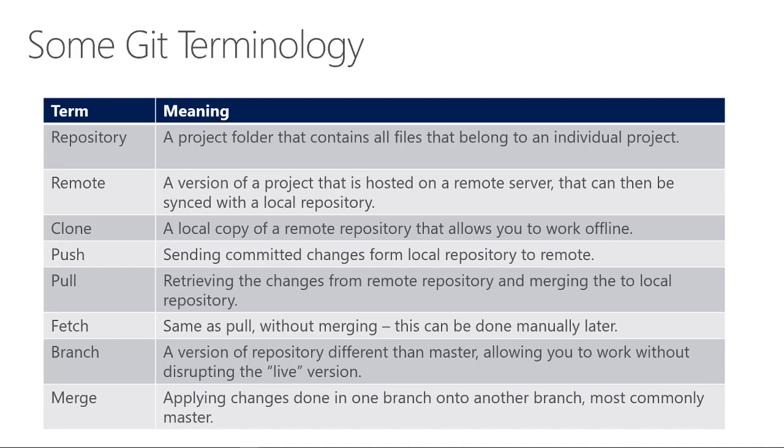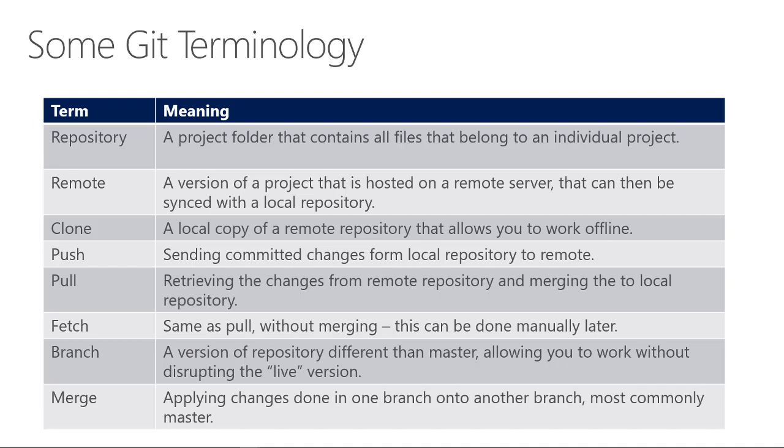The second term is a remote, and a remote is a version of the project that is hosted on a remote server that can then be synced with a local repository. What Git does is it creates a copy of the remote on your local drive, and so you have a local repository and a remote repository. The clone is the name for the local copy of a remote repository that allows you to work offline. So when you're doing your work in a decentralized manner, which means that you have your own environment as a developer, you are working on a local copy of the remote repository, and the word for that is clone.